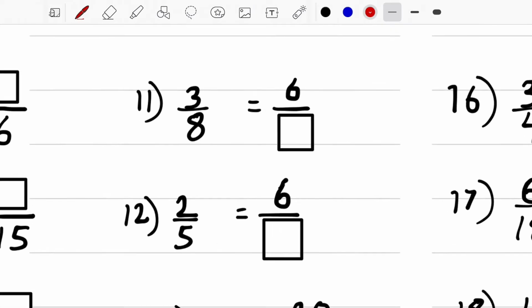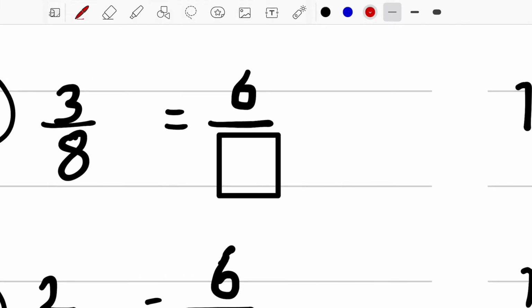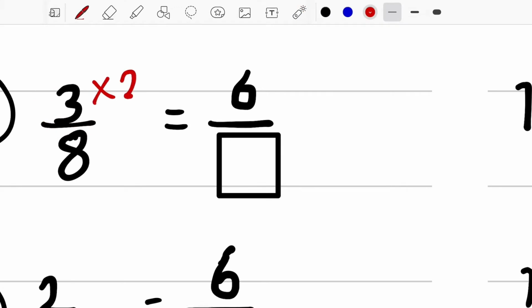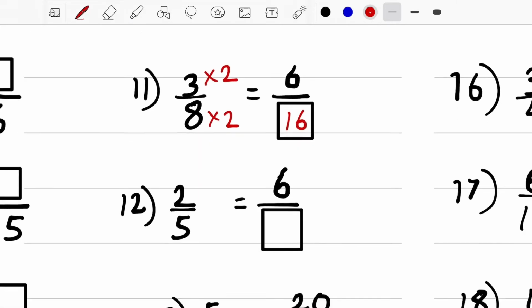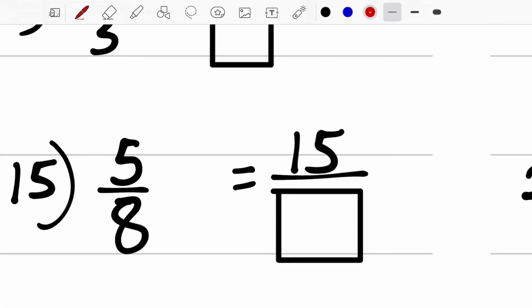Let's look at some where we must find the denominator. It is a very similar approach we need to use. So 3 multiplied by what will give you 6? 3 times 2. So 8 times 2 is 16. 5 times what will give you 15? 5 times 3. So 8 times 3 is equal to 24.